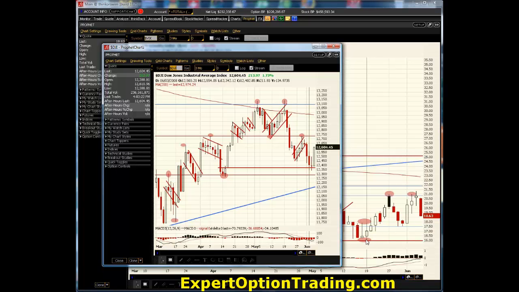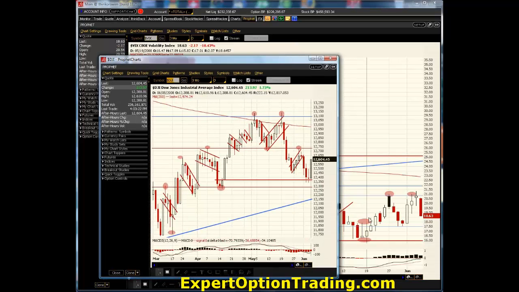Right here, when it bounced off of support, that was on May, between the 18th and the 19th. Let's just take a look here. That was the 16th and that was the 19th. So it was a Friday and a Monday. Let's see where the Dow Jones Industrial Average was on the 16th and the 19th.